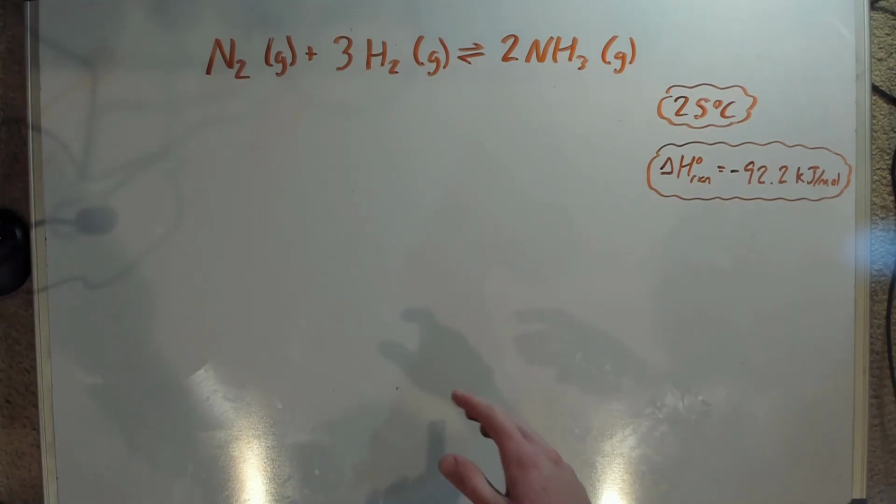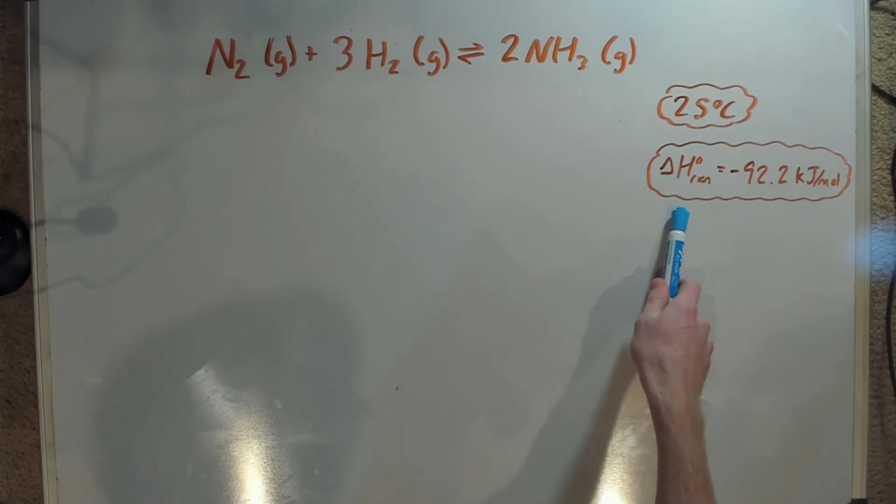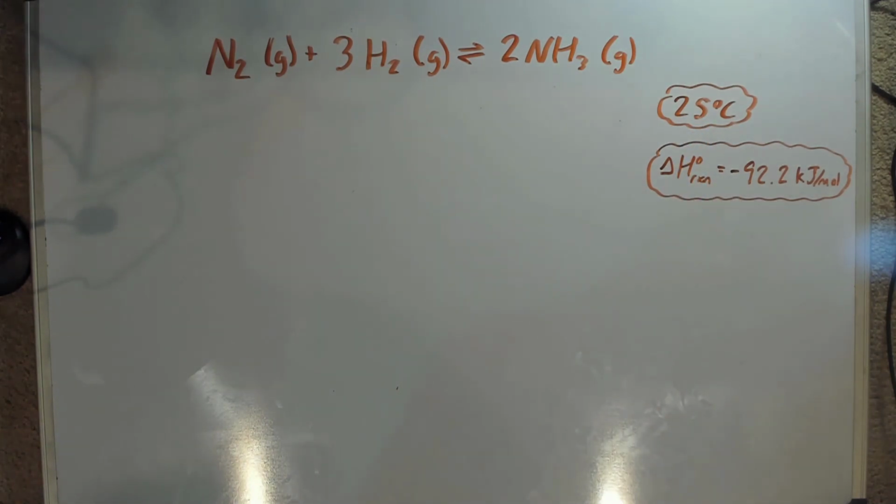All right, so we have this reaction. We have elemental nitrogen plus 3 moles of elemental hydrogen form ammonia gas. And what we have given is that it's at 25 degrees Celsius and that the enthalpy of the reaction at 25 degrees Celsius is negative 92.2 kilojoules per mole.